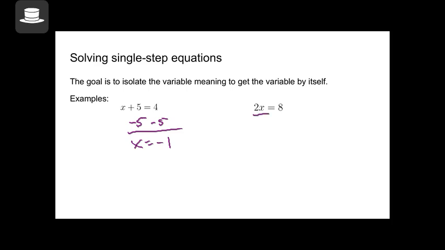So over here on my second example, if I divide by 2, then 2 divided by 2, you can cross those out. 8 divided by 2 is 4. So again, I could check that. 2 times 4 is 8, so therefore x would just be equal to 4.